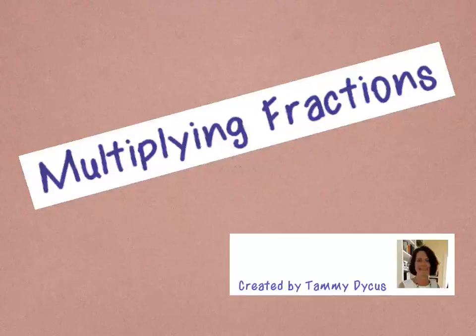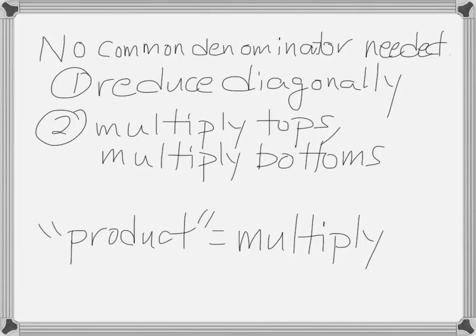Multiplying fractions. Multiplying fractions is quite a bit easier than adding fractions because there's no common denominator needed. The two basic steps for multiplying fractions are to first reduce the fraction diagonally, and then second, you multiply the tops together and you multiply the bottoms together. In your homework, when you see the word product, that means multiply.